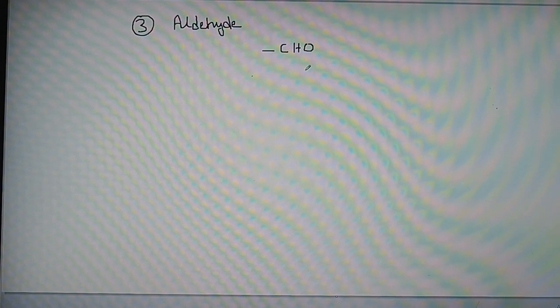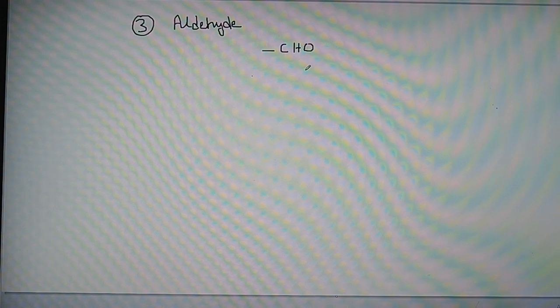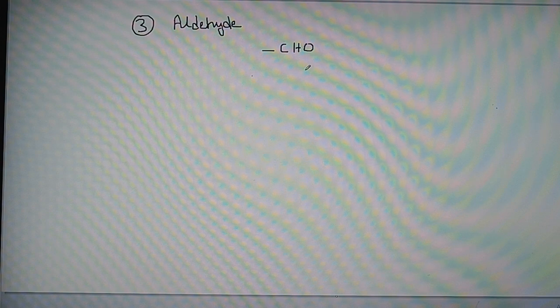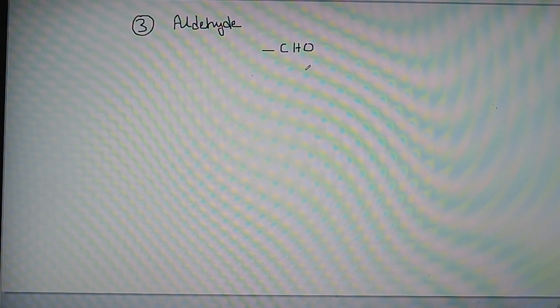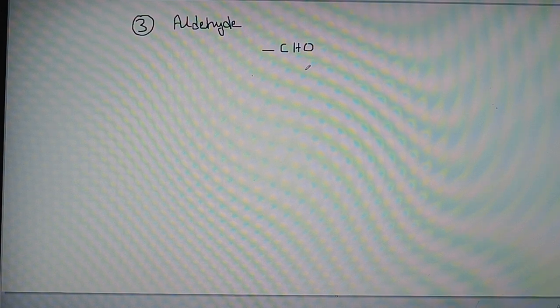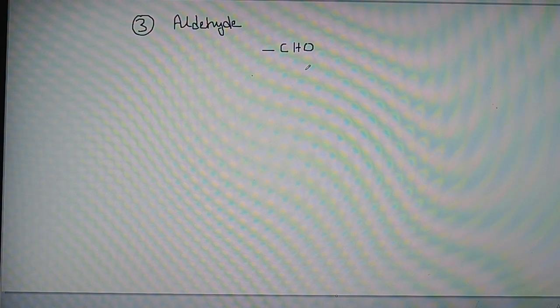Double bond with one oxygen, so that is stable. And single bond with one hydrogen, right? And obviously one bond will be open here with C, no? I wrote it the opposite way, but it doesn't matter, it's the same thing technically, right?